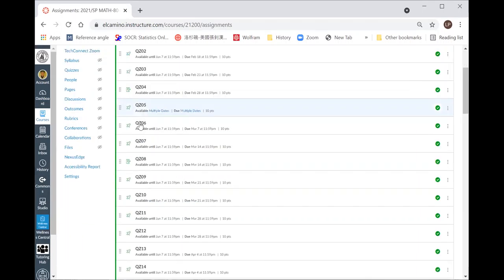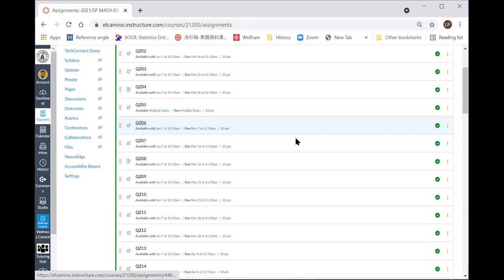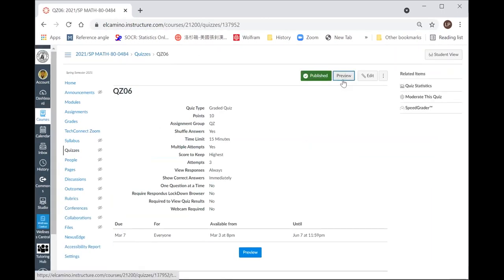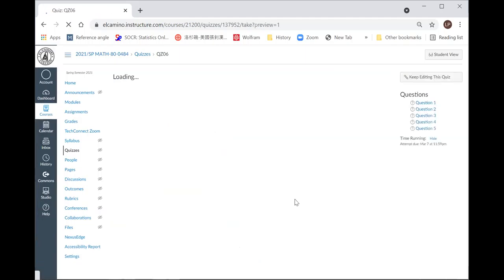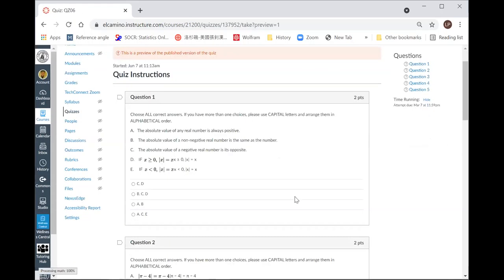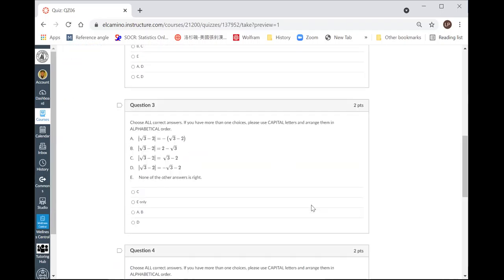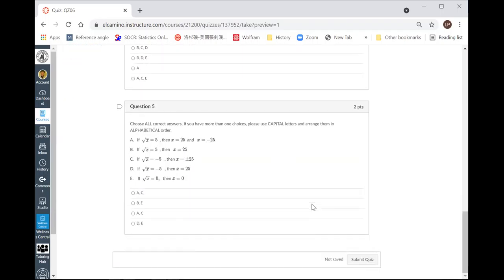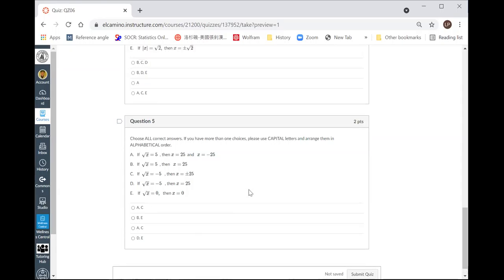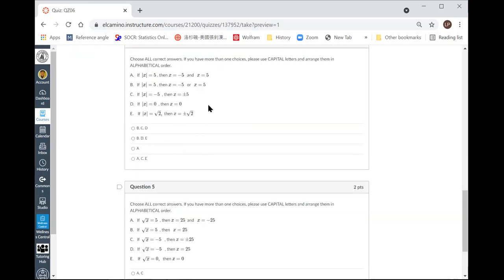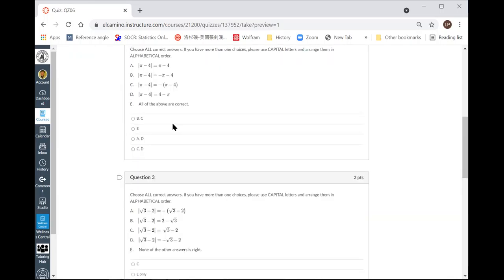Quiz number six. Preview. It's about absolute value again. Absolute value, and addressing the three types of equations. Okay, three types of equations. And is it going to come more?